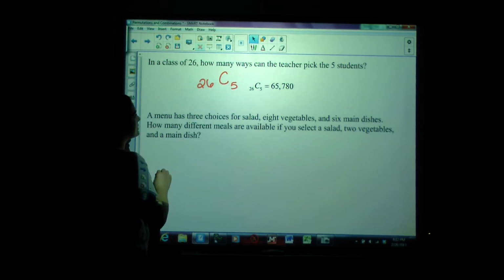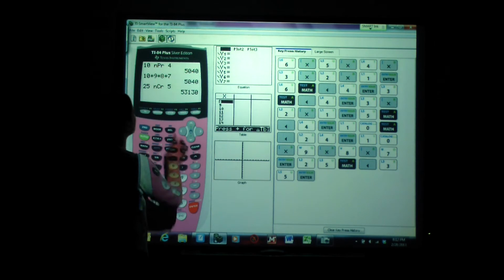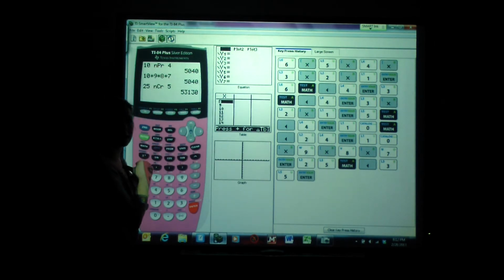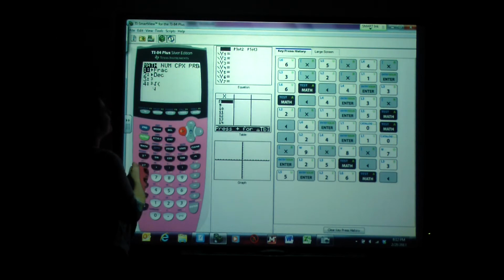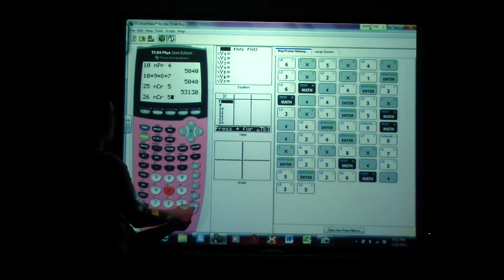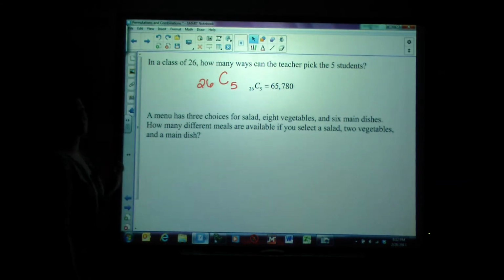Oh, those are not the same numbers because I typed it in wrong. My apologies. There are 26 students, not 25. I typed that in wrong. Let's double check. 26 combinations of 5. Yep, 65,780. So let's watch that if we type things in wrong.